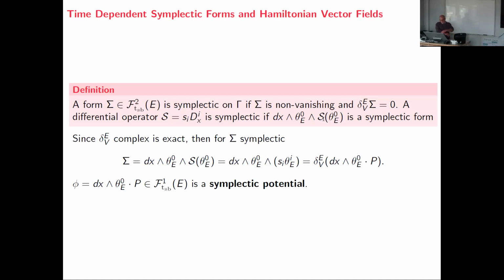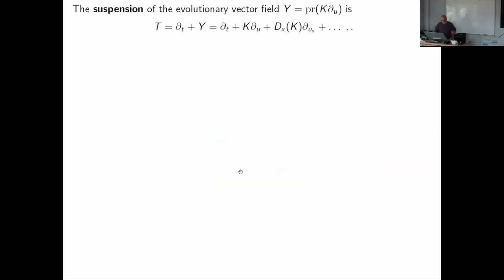So there is a potential for it. And what is the potential? It's a 1-1 functional form, so it can only look like dx theta 0 times a function. And there it is, the symplectic potential. Then the question is, anytime you have a symplectic form, you want to define what you mean by a Hamiltonian vector field. And in order to do so, I just took what they did in mechanics: if you have an evolutionary vector field, you define its suspension by more or less including partial t in there.